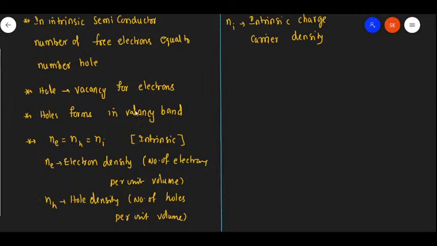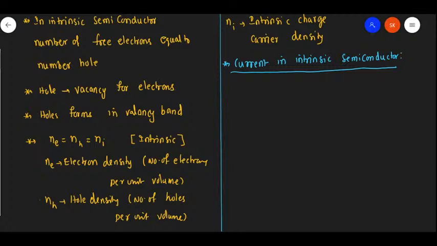Right. And the next one, I am going to explain current in intrinsic semiconductor. How to find out the current in intrinsic semiconductor? Very interesting topic actually. I like this topic in physics. Semiconductors I like. Okay, right. Now, what is the current in intrinsic semiconductor?